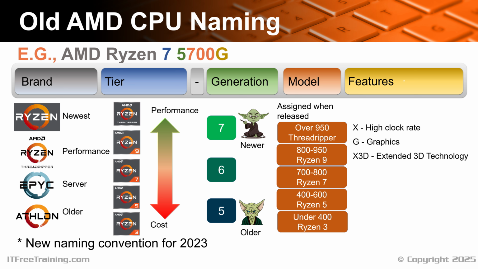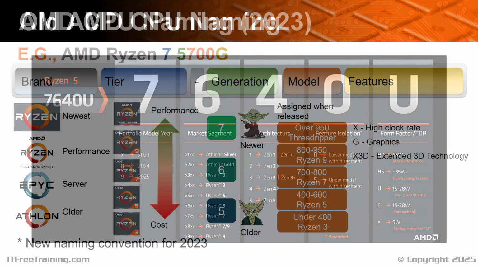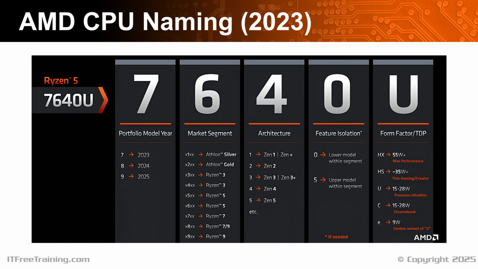So now let's have a look at AMD's new naming convention. Shown here is the new naming convention for AMD CPUs starting from 2023. It's very different from the old system, but is designed to make it simpler to compare different CPU processors together. The big difference is that the first digit represents the year the CPU was released. CPUs get better as time goes on, thus comparing the year it was released is a good indicator of performance. The next digit, market segment, replaces Ryzen 3, Ryzen 5, etc.